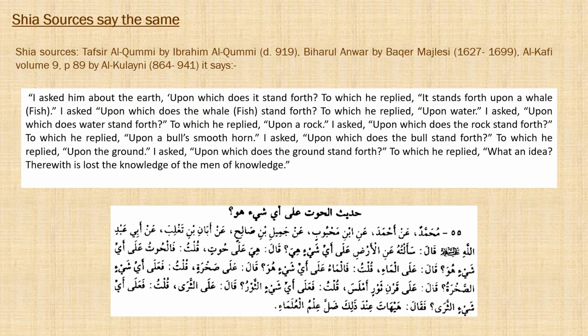The fish creation myth is not just from within Islamic Sunni sources, but also found in reputable Shia sources such as Tafsir al-Qummi and Bihar al-Anwar, just to cite a few. It is even found in one of the most trustworthy Shia books called Al-Kafi. In volume 9, page 89, it says, quote, "I asked him about the earth, upon which does it stand forth? To which he replied, it stands forth upon a whale.